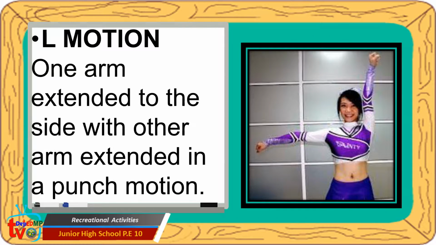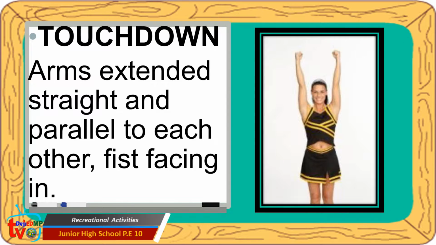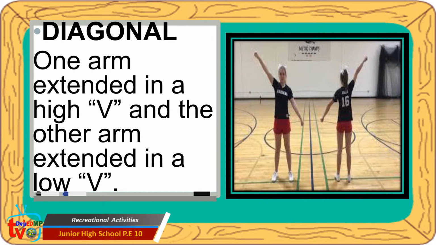The L motion: one arm extended to the side with other arm extended in a punch motion. Touchdown: arms extended straight and parallel to each other, fist facing in. Diagonal: one arm extended in a high V and the other arm extended in a low V.